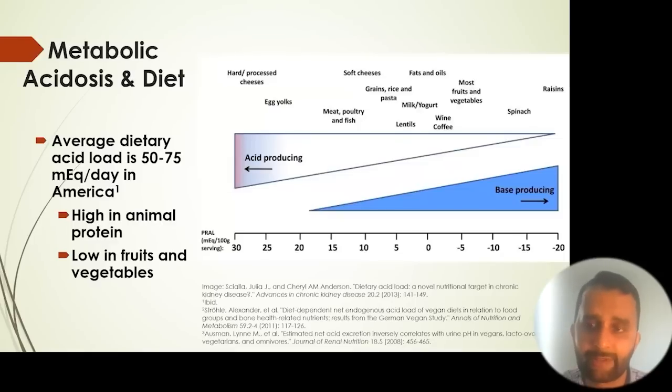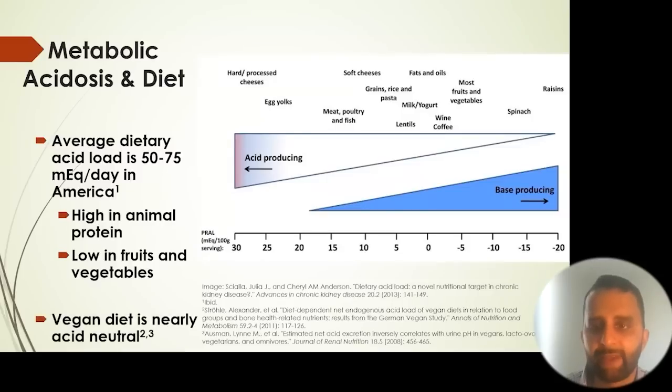Raisins are listed all the way at the end because of the way this graph is constructed, as milliequivalents per 100 grams of serving. Raisins are dehydrated grapes. As such, they have a concentrated amount of base per 100 grams because the water content has been removed. Many dried fruits and vegetables would have a higher net base content. But for those with kidney disease, the problem is potassium, especially with dried fruits and vegetables, but we'll get to that a little bit later.